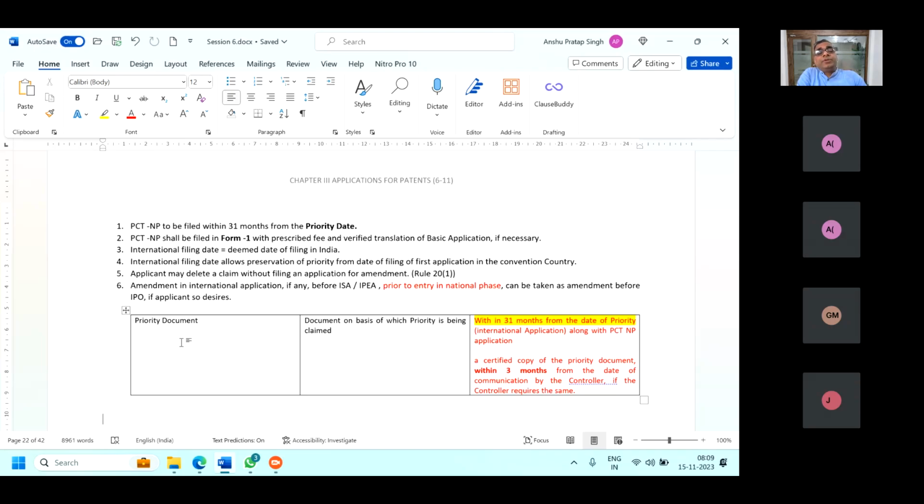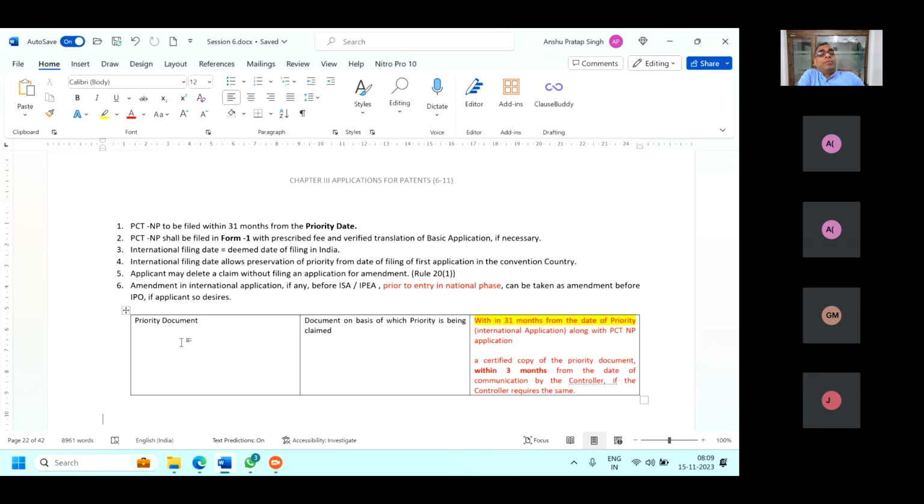Second, the PCT NP shall be filed in Form 1. Same thing, Form 1 we are filing. Here, the international filing date will be deemed as the date of filing in India. This we have already discussed under Section 7. The international filing date allows preservation of priority from the date of filing of the first application in the convention country. Correct? The base application is in the US, but the PCT was filed 12 months later. So the priority is still there.